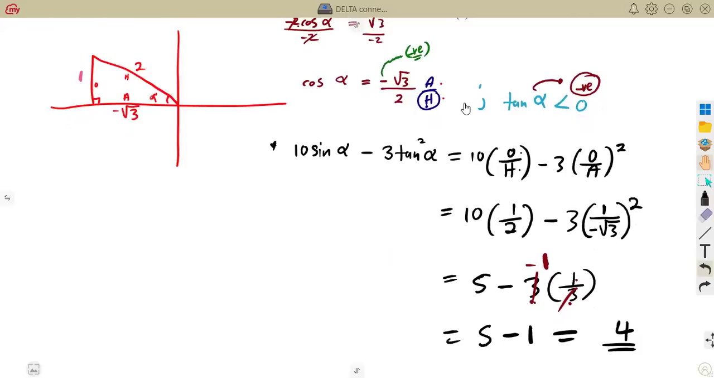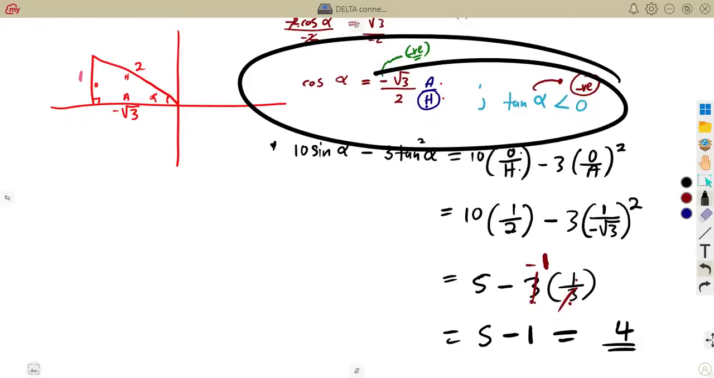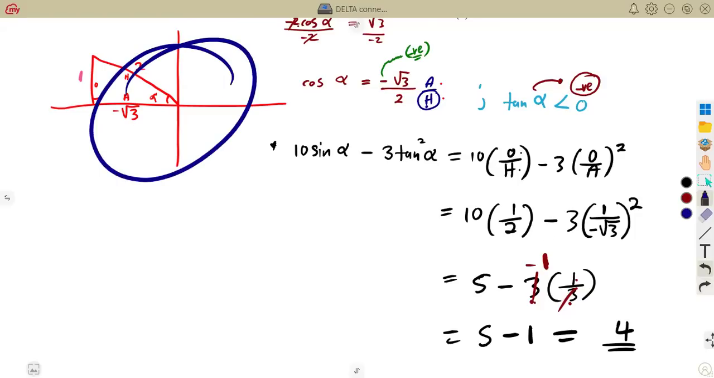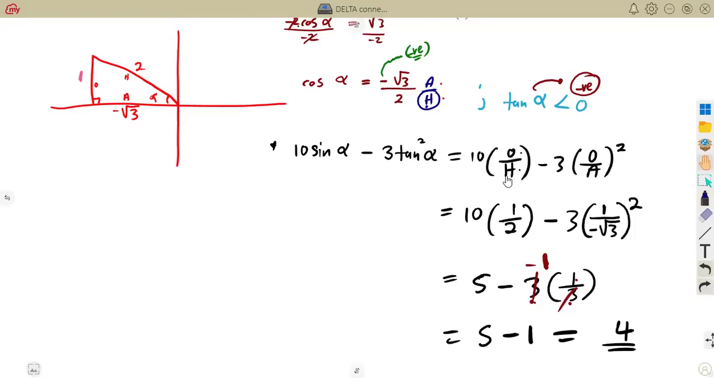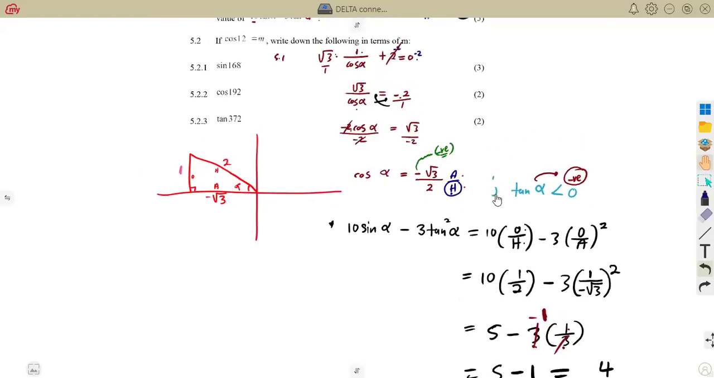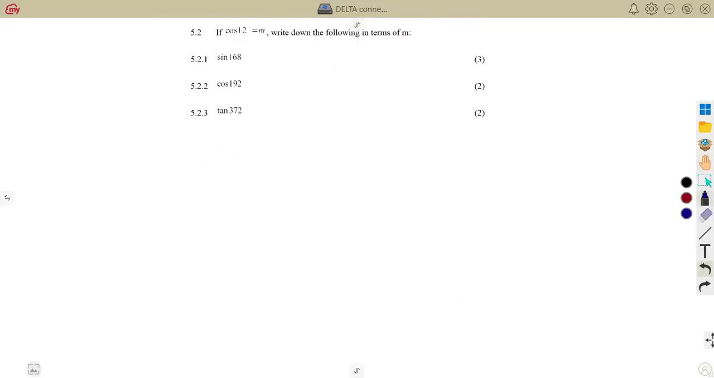So they will test you on this. They will give you two trigonometrical ratios, so that you compare which quadrant is going to satisfy both conditions that you're given there. So that is the idea of your question there. All right. Then we are given another part.